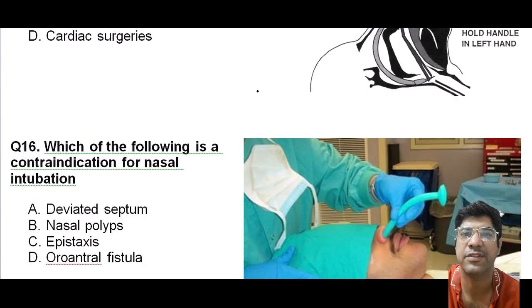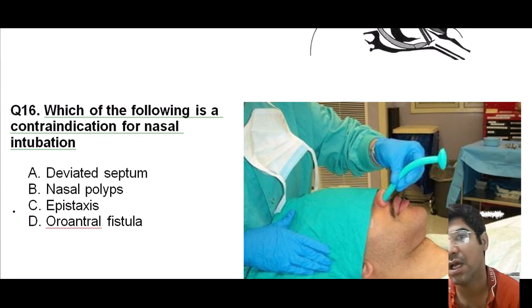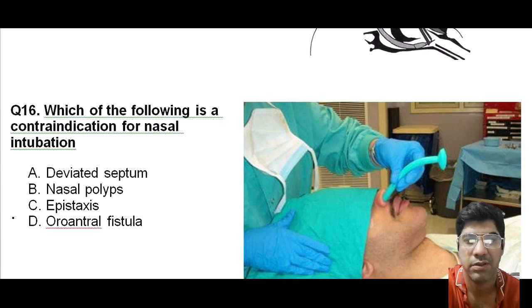Which of the following is a contraindication for nasal intubation? Answer is C, epistaxis. Nasal intubation is contraindicated in cases with active or recent nose bleeding, due to the risk of worsening the bleeding, which may compromise the airway.